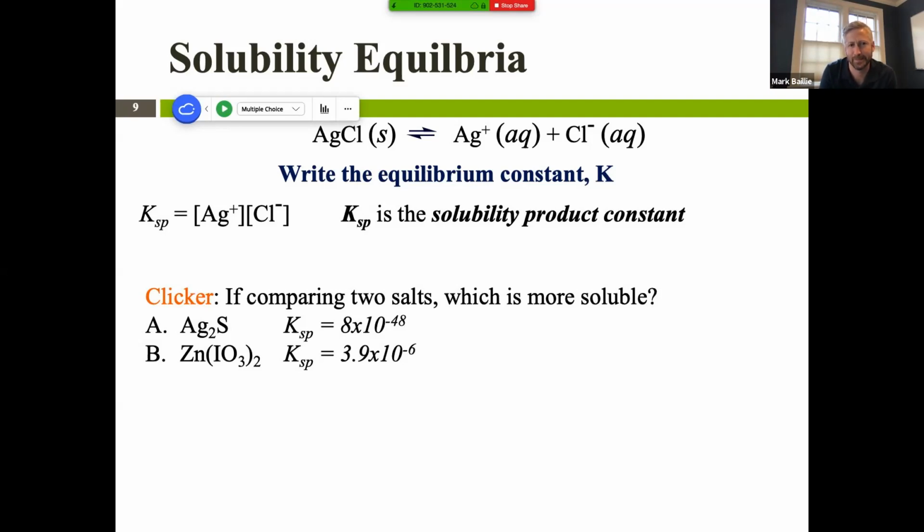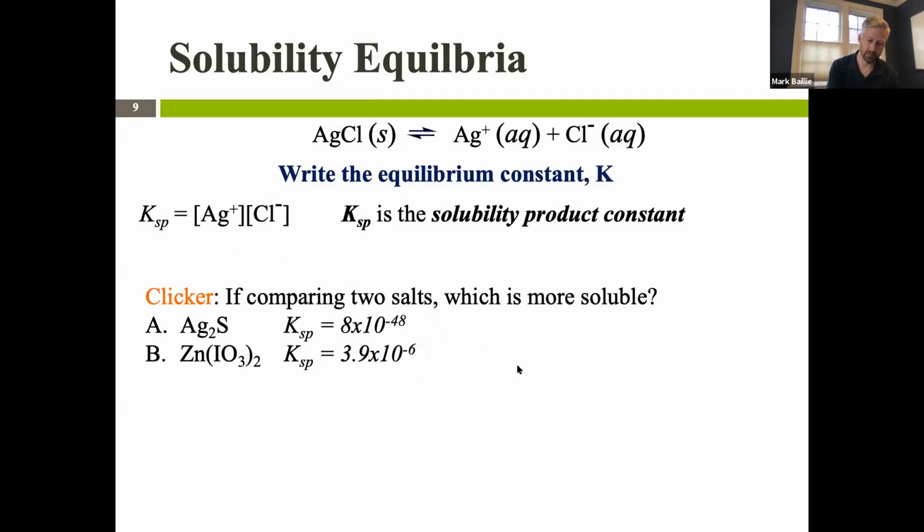I have a guess maybe, and it's because since there's a bigger number, KSP is bigger, that means more of the ions dissolved. Yep. So combining what both of you said: remember KSP is the concentration of one times the other. The bigger that number is, the bigger the concentrations are at equilibrium. You could put tons and tons of blocks into water, and very little of it might dissolve, so you'd have very small concentrations like the top one. But for zinc iodate, 10 to the negative 6 means you're going to have a lot more of each of those dissolved in solution.